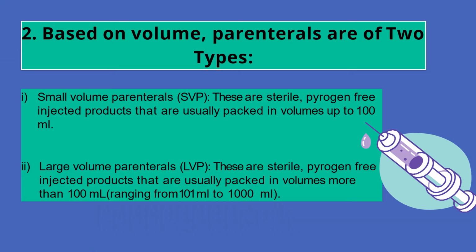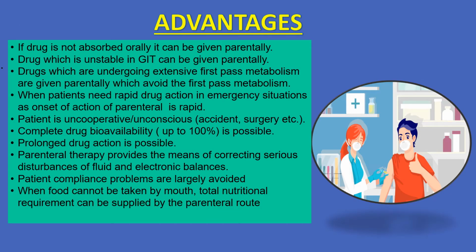Now, based on volume, they are divided into two types. First is small volume parenterals. These are sterile, pyrogen-free injected products that are usually packed in volumes up to 100 ml. Next are large volume parenterals, LVP. These are sterile, pyrogen-free injected products that are usually packed in volumes more than 100 ml, ranging from 101 ml to 1000 ml. Now we look at the advantages.